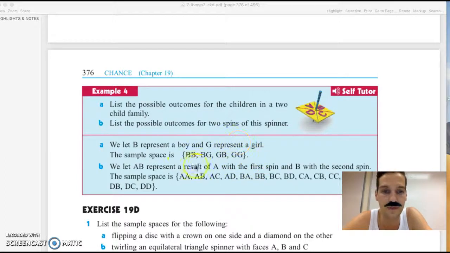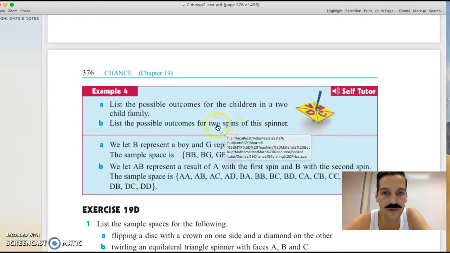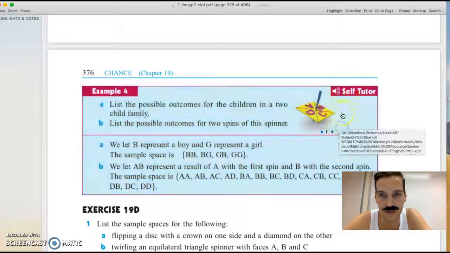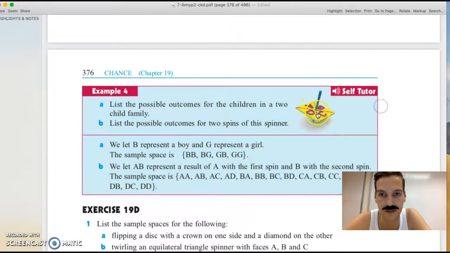So there are 4 possible outcomes to which that could have happened. Okay, so that will be our sample space. Then let's look at the next one, slightly more complicated. List the possible outcomes for 2. That's very important, for 2 spins of this spinner. And then we need to look at the spinner that's actually represented over here.